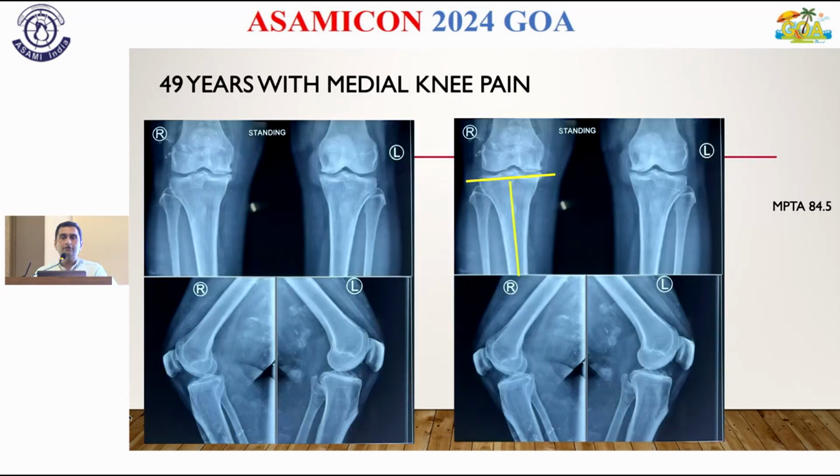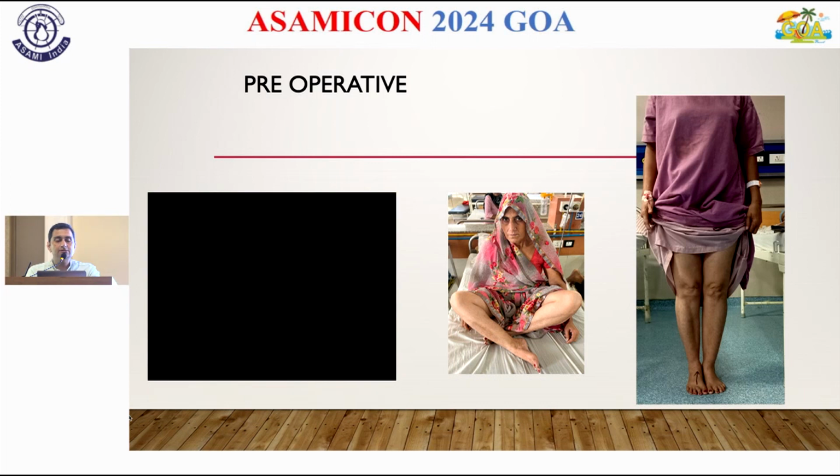So in our series, in the last 2 years, we did 6 cases of isolated medial compartment osteoarthritis from mild to severe deformities. This is one case with a 49-year-old female presenting with a medial joint pain since last 2 years. This is her having a reasonably good range of motion.